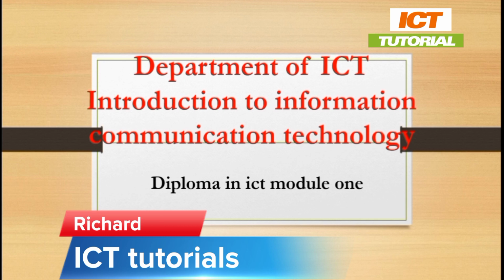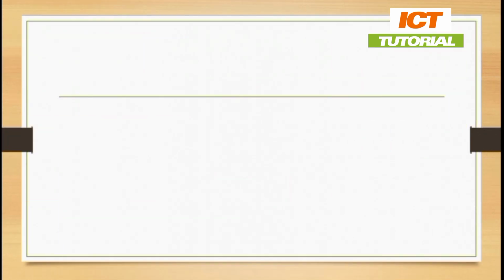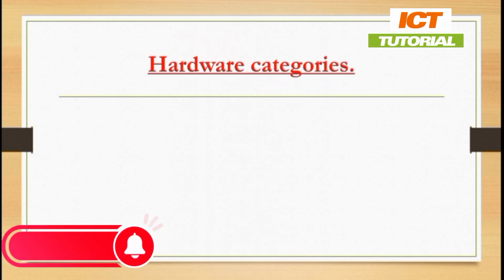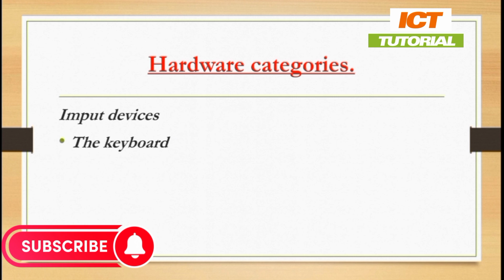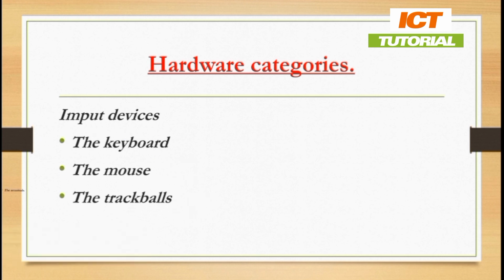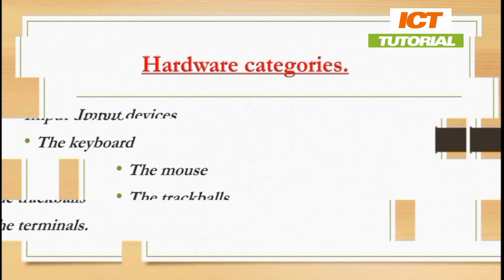Remember, we started on the computer hardware. We said they are categorized as input devices, processing devices, storage devices, and the output devices. We are going to check one by one. So remember, it's hardware category. We also said we have input devices. Let's check and begin with the input devices. They include the keyboard, the mouse, the trackballs, the terminals.